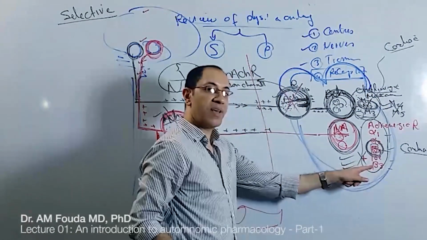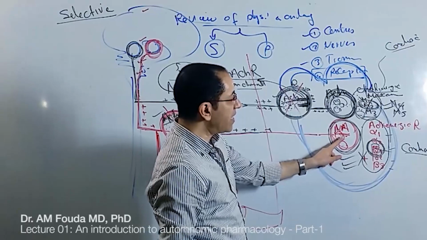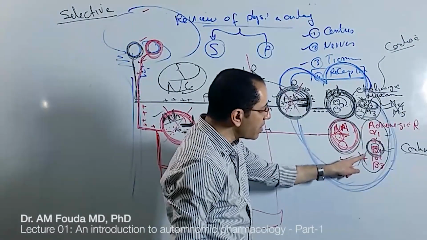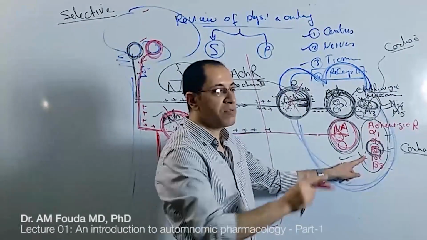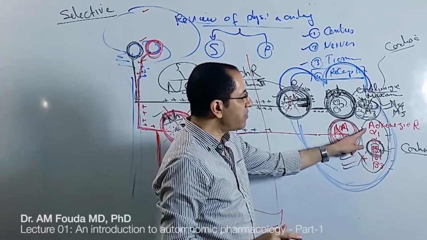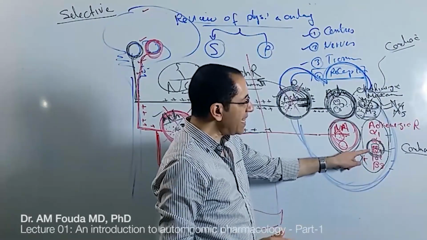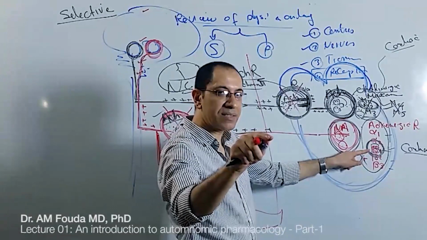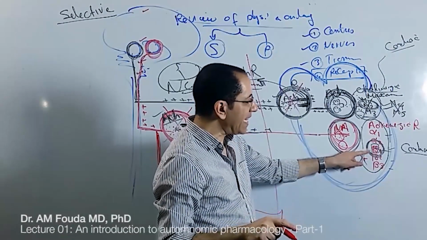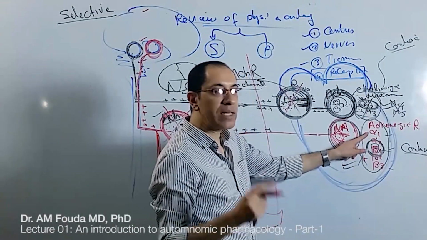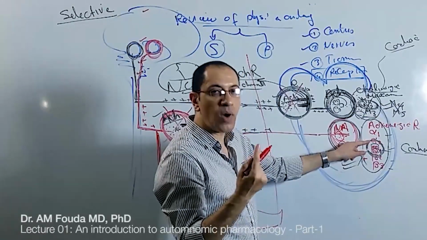So, to summarize, can we act on higher centers? Yes. Can we act on ganglia? No. Can we act on nerve endings? Yes. Can we act on receptors? Yes, and this is the best route, being highly selective.